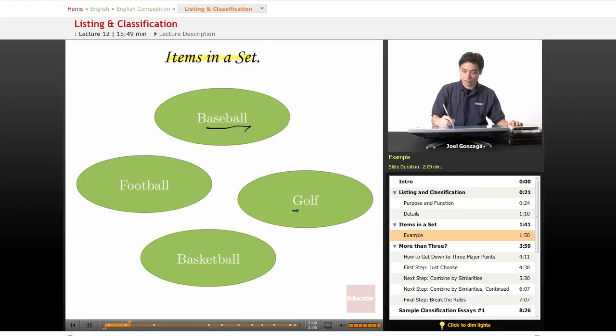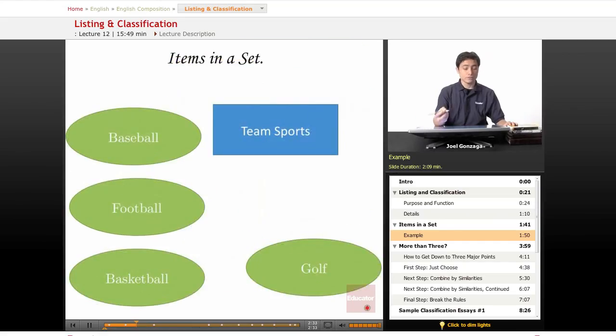Baseball, golf, basketball, and football, they're all sports, right? Yes, they're all sports. Don't they all belong in the same category? Well, yes. They all involve some kind of ball, right? Well, yes. But what do baseball, football, and basketball have that golf doesn't? Well, baseball, football, and basketball all involve teams. So golf doesn't belong in this list anymore.